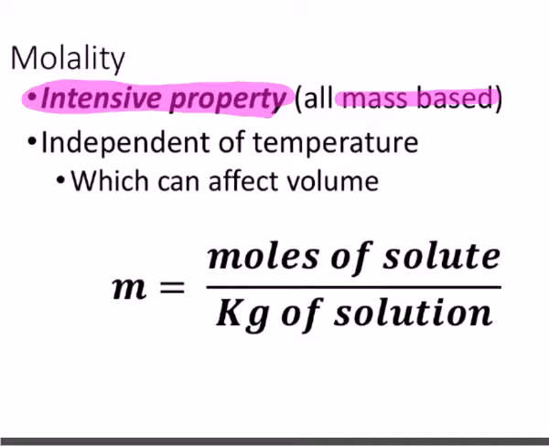What happens when particles start moving faster? They tend to collide more. That's one piece. That's pressure. But what happens to their volume? It increases, right? As temperature increases, guys, so does volume. That's Charles' law. They start to spread out more. So, molarity can actually change based on the temperature. Molality will not, because it's all based on mass. And mass, no matter what temperature you have, will not change.